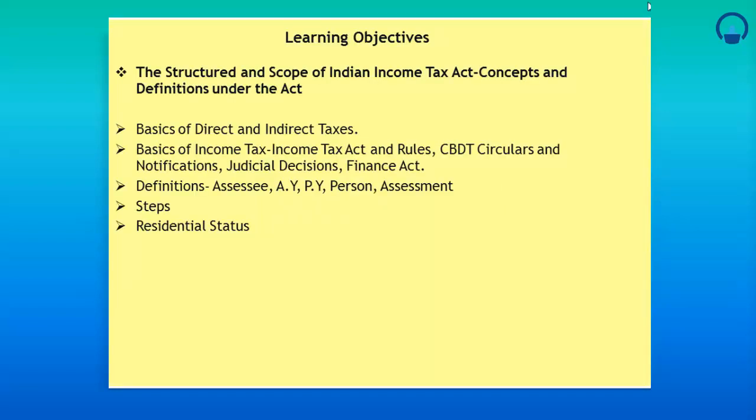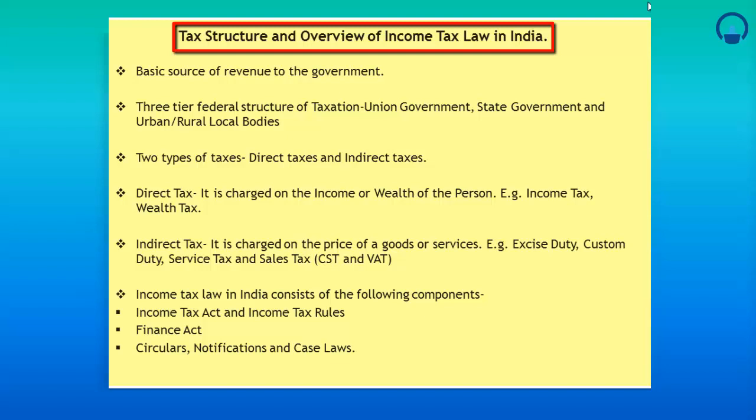In tax planning, there are the basics of direct and indirect taxes, basics of the Income Tax Act and rules, CBDT. Now what is CBDT? Central Board of Direct Taxes circulars and notifications, judicial decisions, Finance Act, definitions, assessment year, previous year, person, assessment, then steps, and then residential status. So these are the learning objectives from the tax planning point of view. Now come to the basic part, that is called tax structure and overview of income tax law in India.